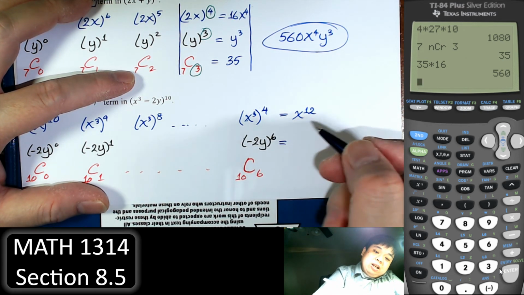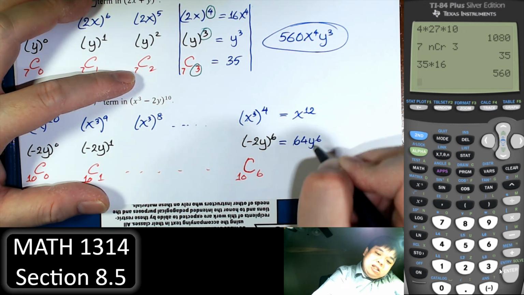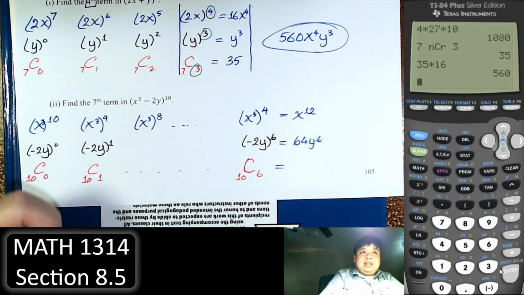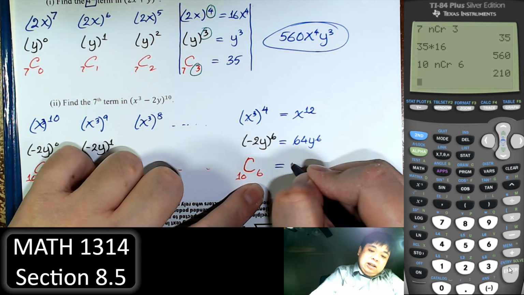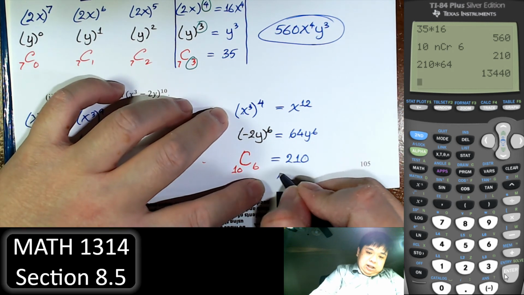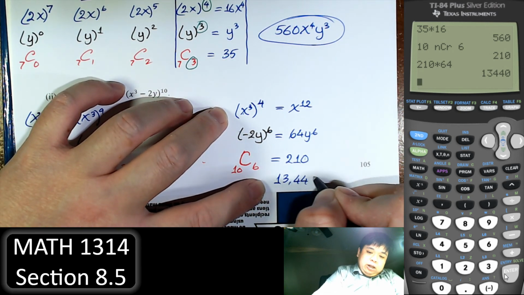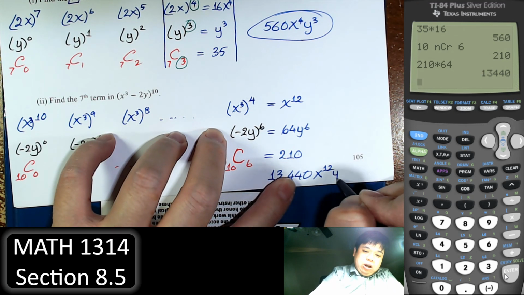Negative 2 to the 6th, that will be 64. y to the 6th. And 10 choose 6, that's 210. Multiply all of that. So 210 times 64 is 13,440. We have x to the 12 and y to the 6.